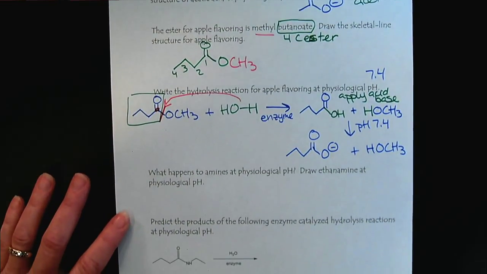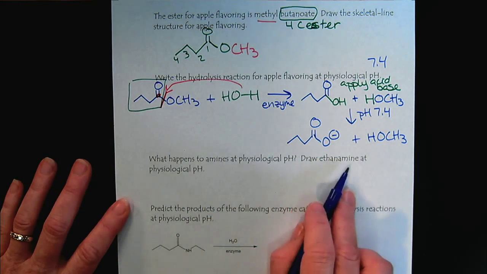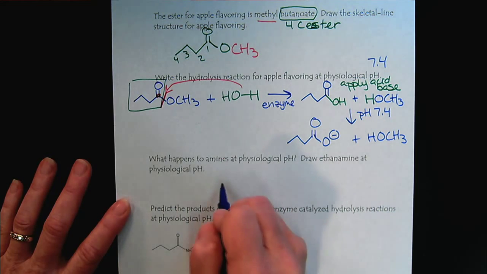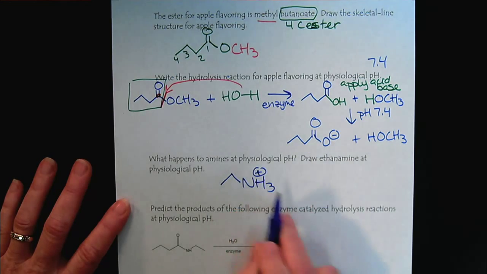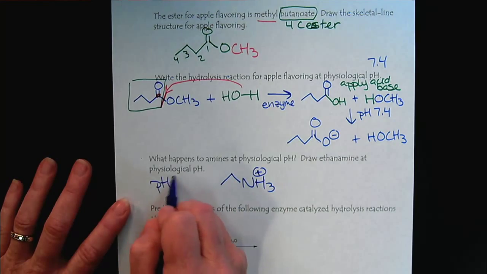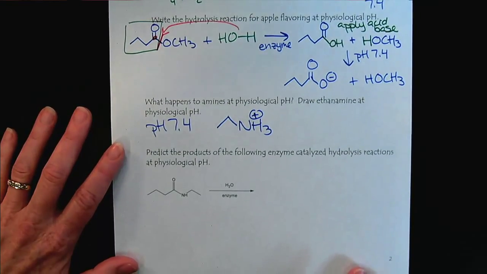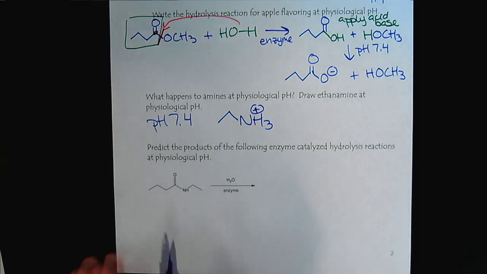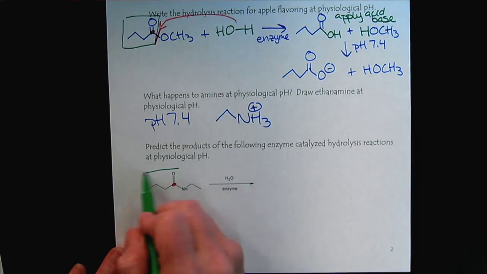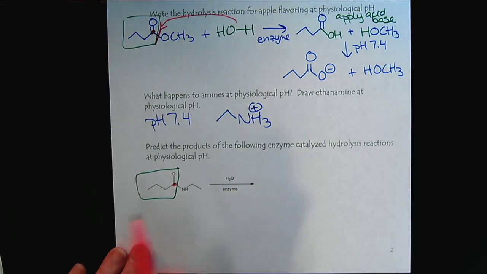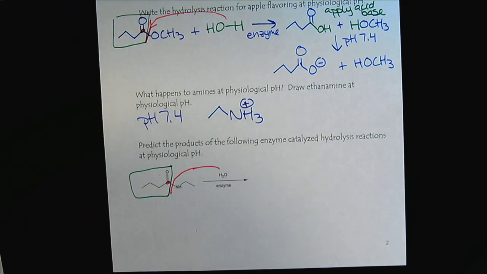Remembering our acid-base chemistry, let's draw an ethanamine at physiological pH. So we have a 2-carbon chain, and what do we know? Amines are protonated at pH 7.4. This information will be helpful as we look at the hydrolysis reaction of an amide. We find our carbonyl carbon and identify the acyl group. We recognize that the hydrolysis will occur right here. That's where we're going to break the bond.